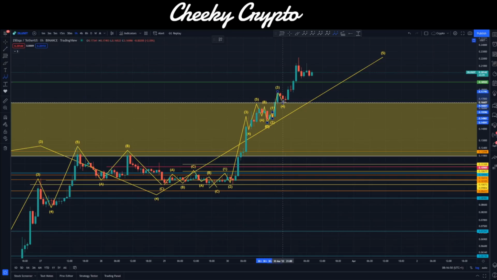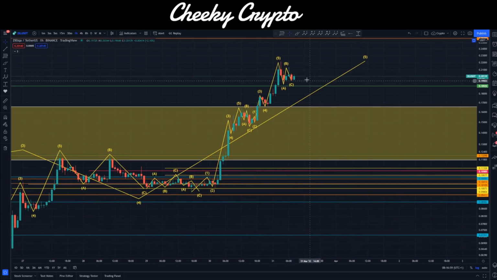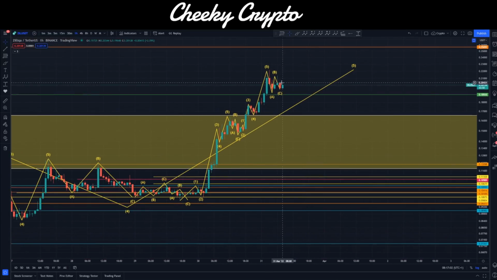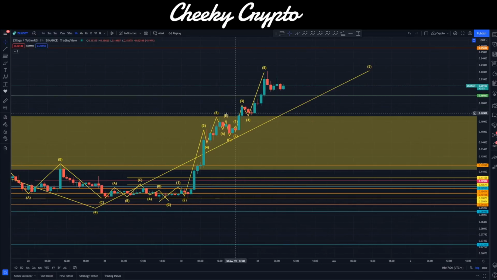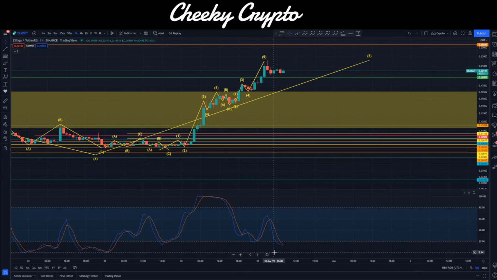Probably this 1, 2, 3, 4, 5, with the 5th one being overextended, and then we've got 1, 2, and potentially some kind of play here that might be triangular in its nature. It might be an E, something that hasn't actually finished yet. So let's go ahead and bring back that stochastic.